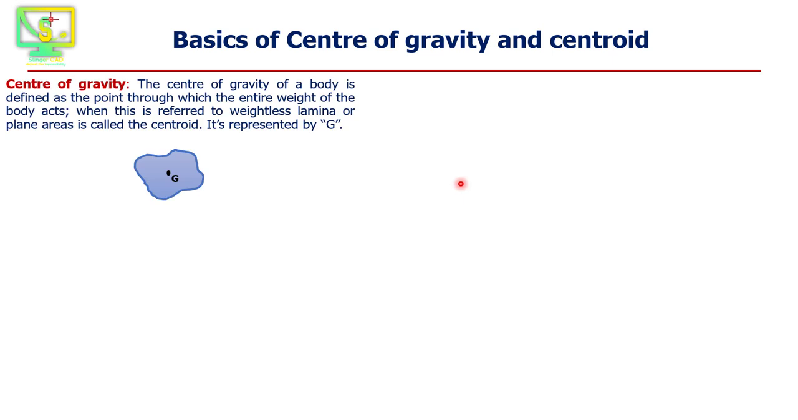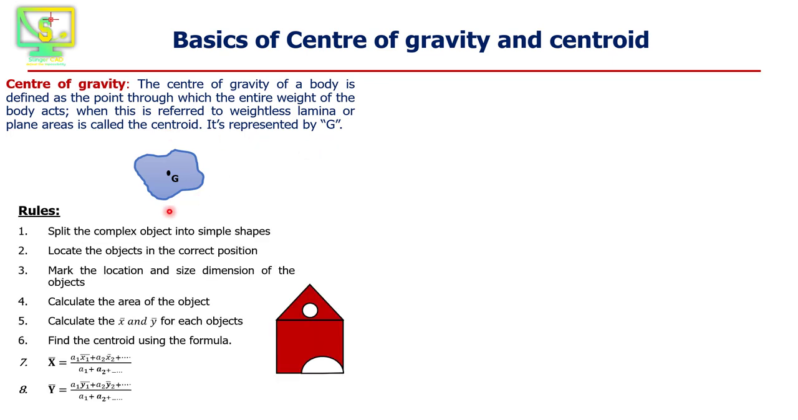Center of gravity. The center of gravity of a body is defined as the point through which the entire weight of the object acts. When this is referred to a weightless lamina or plane area, it is called the centroid. It is represented by G.